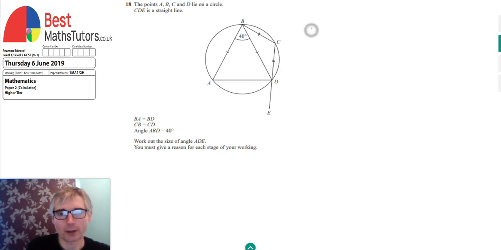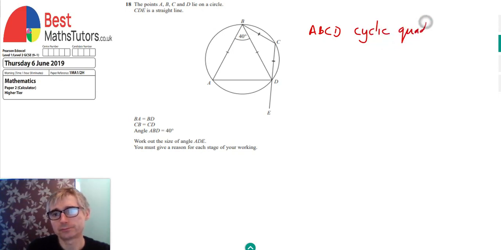Let me just write that down. ABCD is called a cyclic quadrilateral. And what that basically means is a four-sided shape, which is inside a circle, where every one of the vertices, the corners, touches the edge of the circle. So that's what a cyclic quadrilateral is.